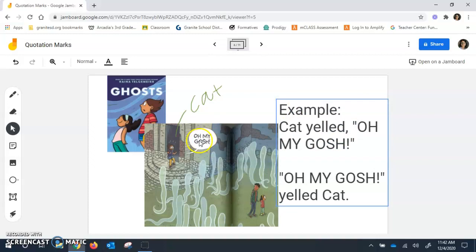In this case of a graphic novel, we can see it in the bubble, but if I were to actually write this out, it would look like this, with our exclamation point and our quotation marks, because those are the words coming out of Kat's mouth.